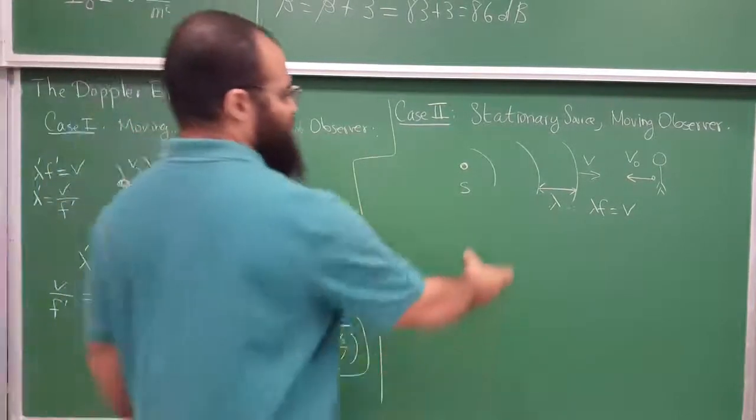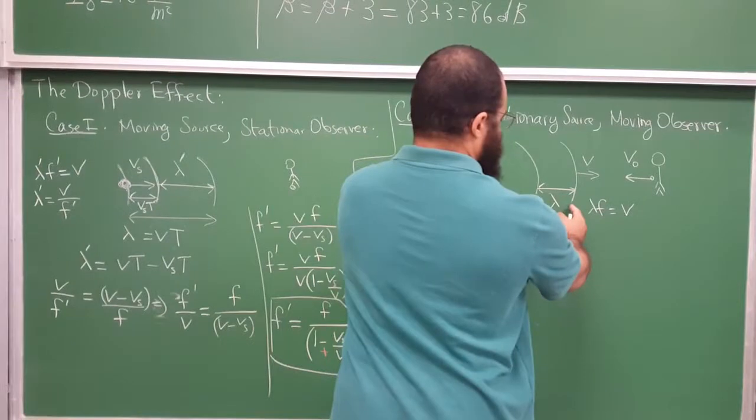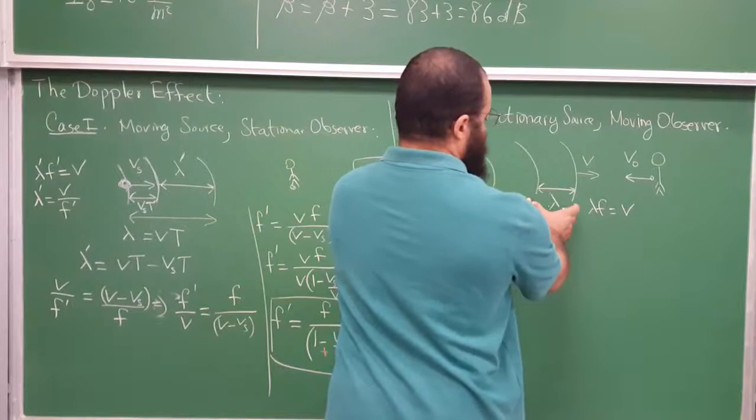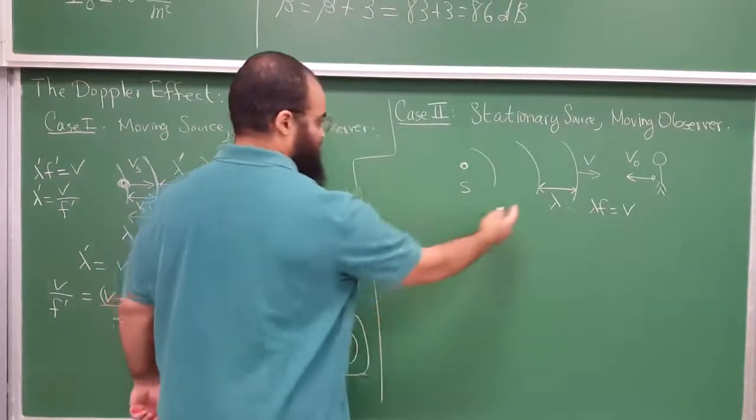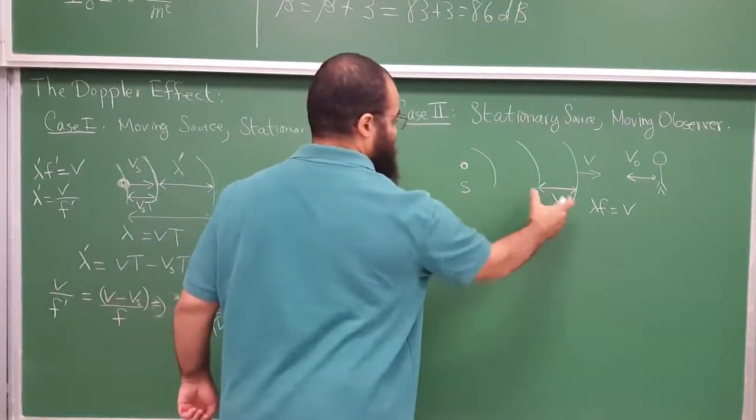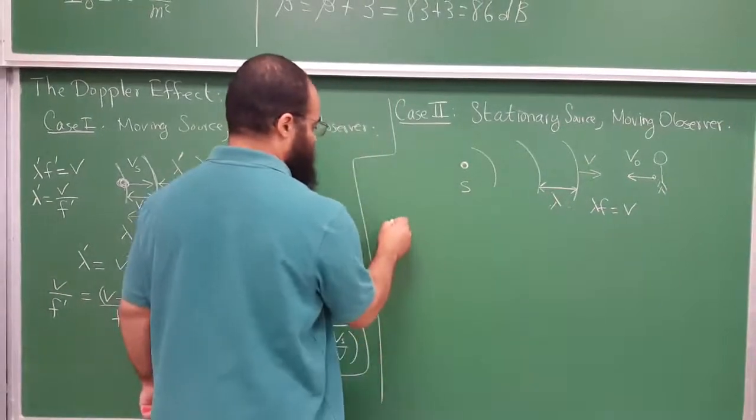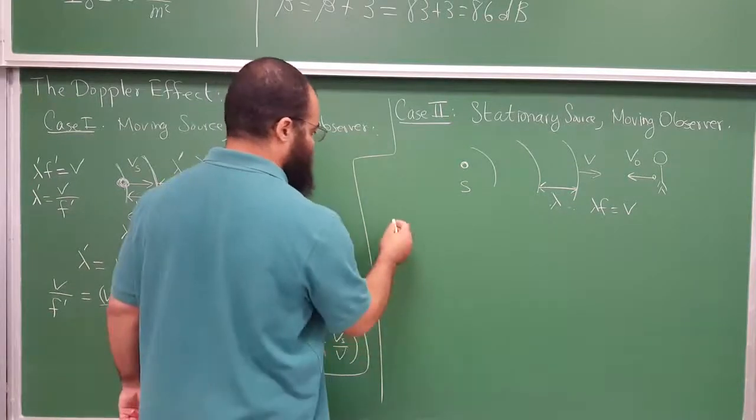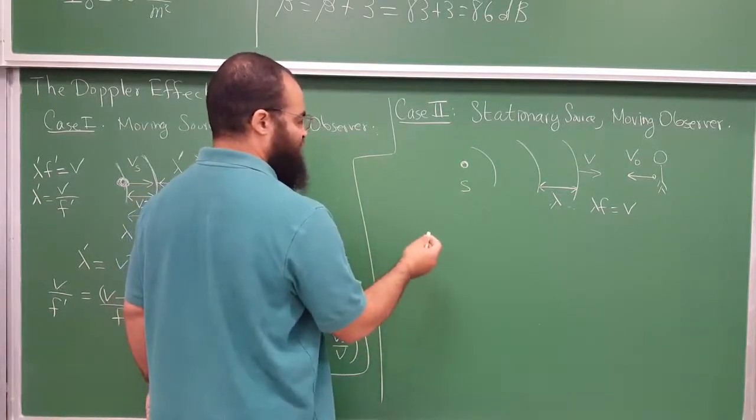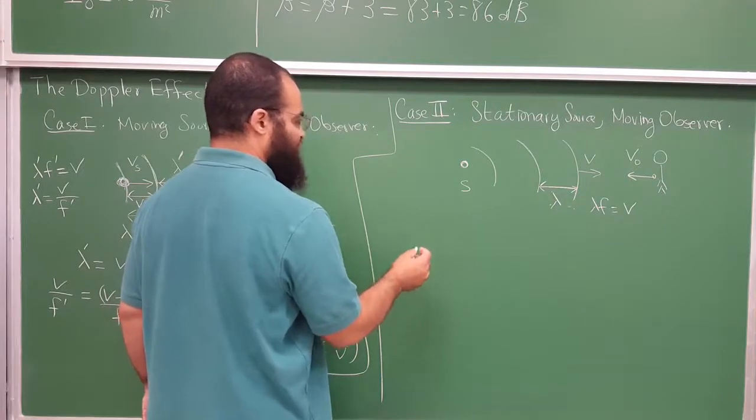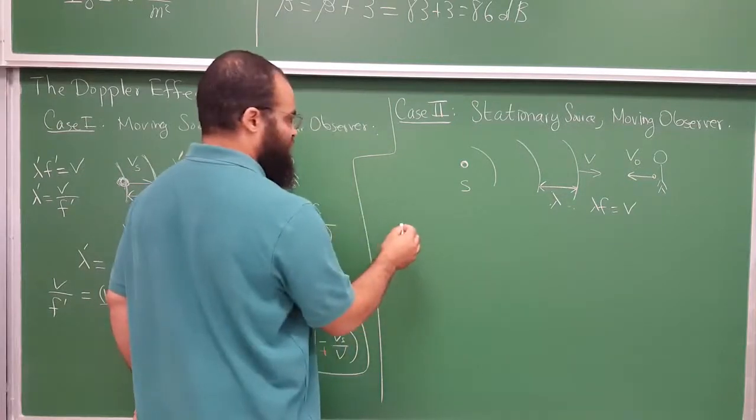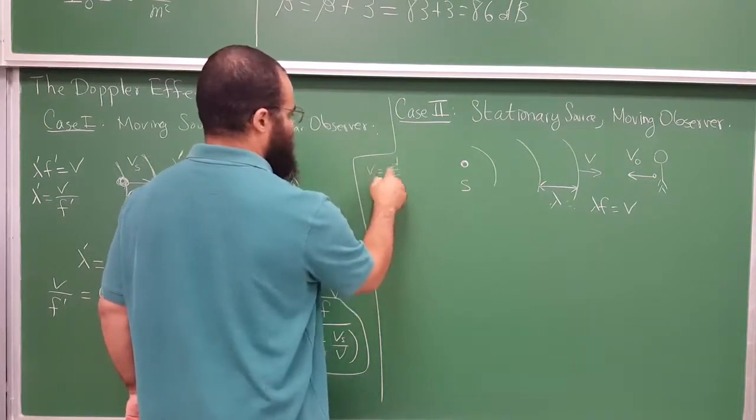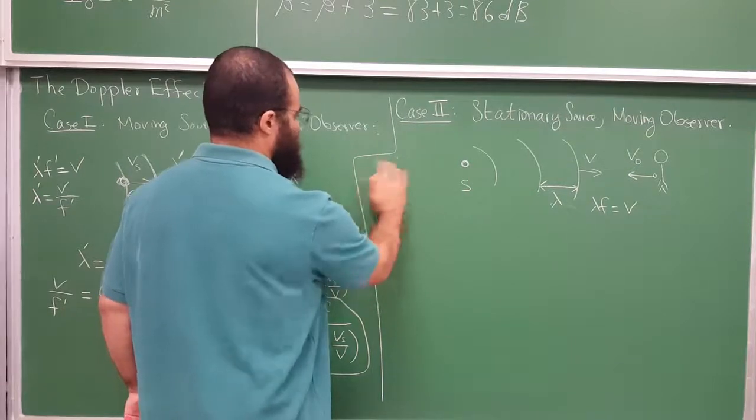From peak to peak, how long will it take for the observer to observe the first peak and then the second peak? That would be the time it takes the observer to go from the first peak to the second peak. That's the period, the new period, t prime. And remember, speed is distance over time, so time is distance over speed.